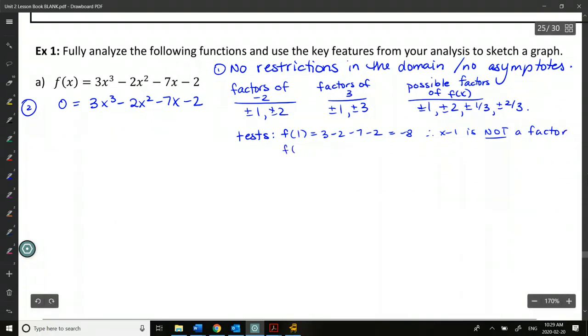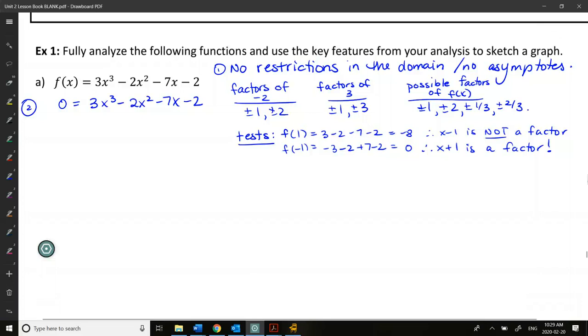Okay, let's try f at negative 1. Maybe that will work. We'll get negative 3 minus 2 plus 7 minus 2. Does this work? Yeah, that gives us 0. Therefore, we can stop there. x plus 1 is a factor. Okay, so we are going to apply synthetic division now.